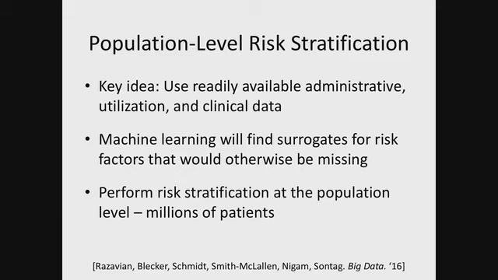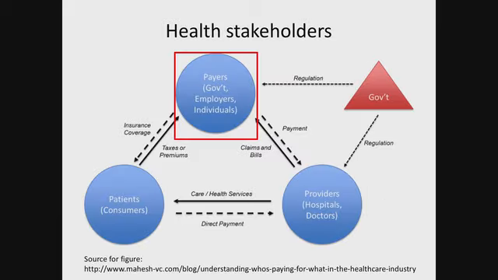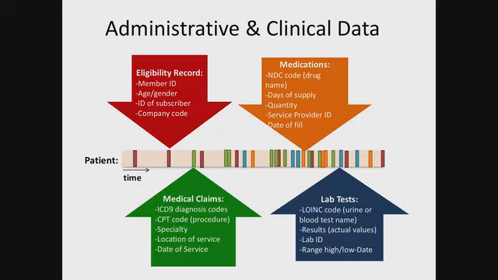And by the way, the work that I'm telling you about today came out of my lab's research in the last few years. Going back to the set of stakeholders we talked about in the first lecture, this is an example of risk stratification done at the payer level. The data used for this problem is administrative data, data that you typically find in health insurance companies. I'm showing you here a single patient's timeline and the type of data you would expect to be available for that patient across time.